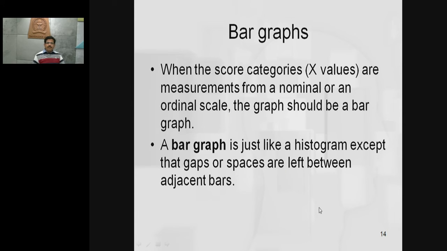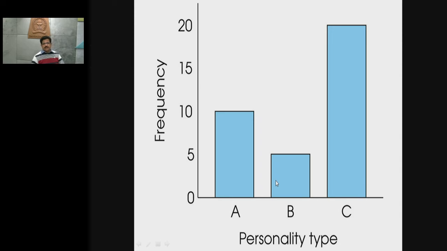Next we can have bar graphs. When the score categories, that is the values of x, the values of the variable, are measurements from a nominal or an ordinal scale, the graph should be a bar graph. It is just like a histogram, except that gaps or spaces are left between adjacent bars. In histograms there were no gaps, no spaces between adjacent bars. But in a bar graph, those spaces or gaps are left between adjacent bars.